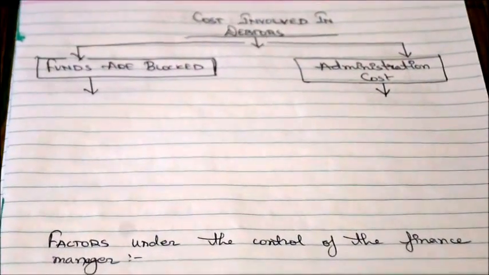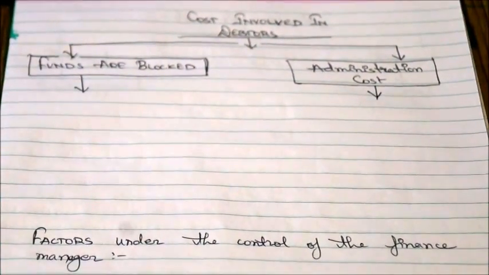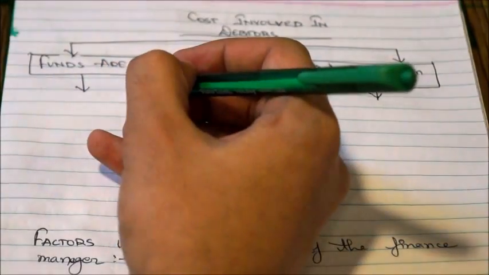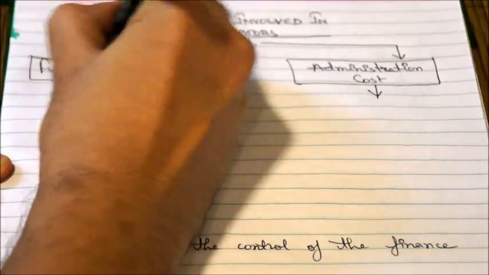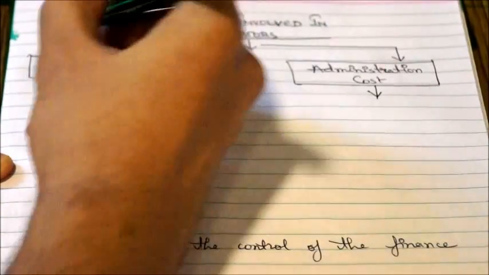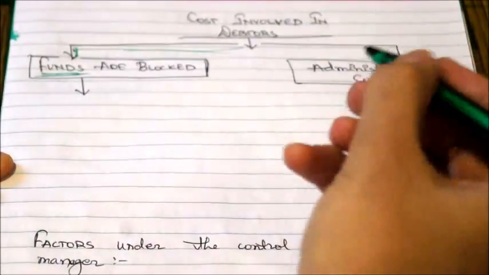So our next part is cost involved in our debtors. Now firstly, what happens when you have debtors? There are two costs which a company bears. One being that the funds are blocked, there is no funds for rolling.